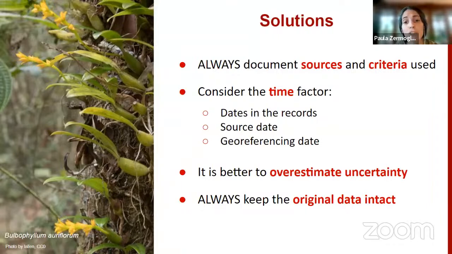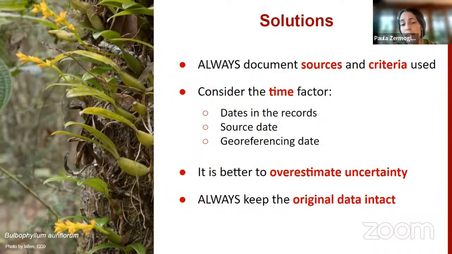Try to consider the time factor, and this goes in different dimensions. The dates when the records were taken, the dates of the sources we're using, what we were just talking about before, and the georeferencing date. When are we performing the georeference? Because the level of knowledge or access to data or availability of maps may be different depending on the date that we're georeferencing, or even the protocols may change.